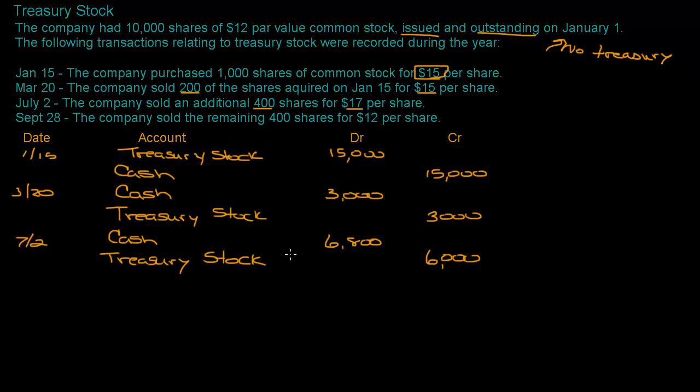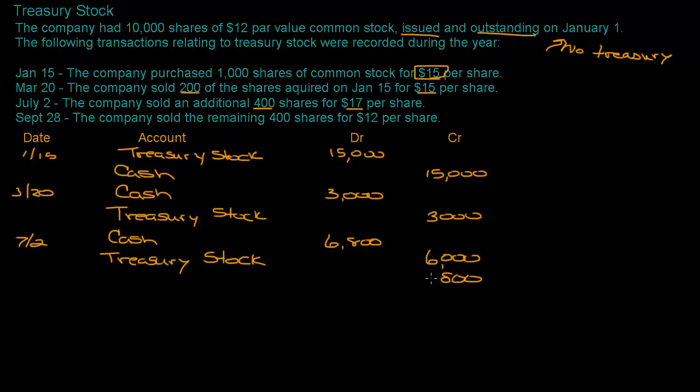Now, this does not balance my journal entry. So I need a credit of $800 to balance this out. Remember when we sold stock higher than the stated value when we were dealing with common stock and preferred stock? Where did we put the additional amount that was paid over the stated value? We put it into additional paid in capital. We're going to do the same thing here.